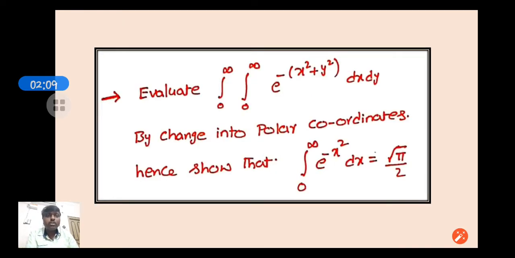It's an important problem and it is an application here. In general, it is not possible to calculate the integral 0 to infinity e power minus x square dx by using simple integration. But with the help of double integration, we can easily calculate the value of the integral 0 to infinity e power minus x square dx. So it is a small application of double integration here.